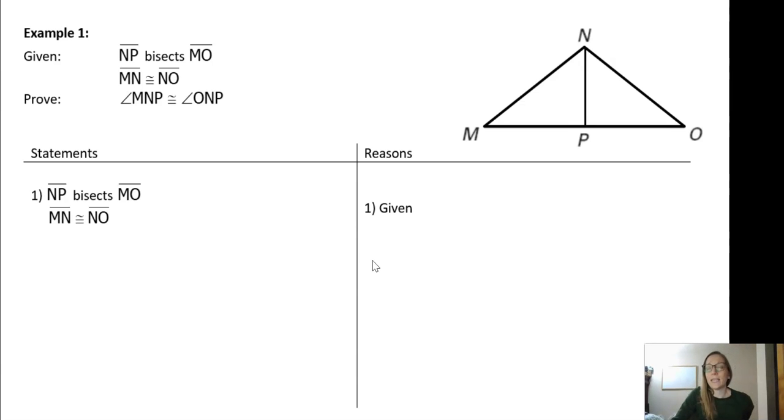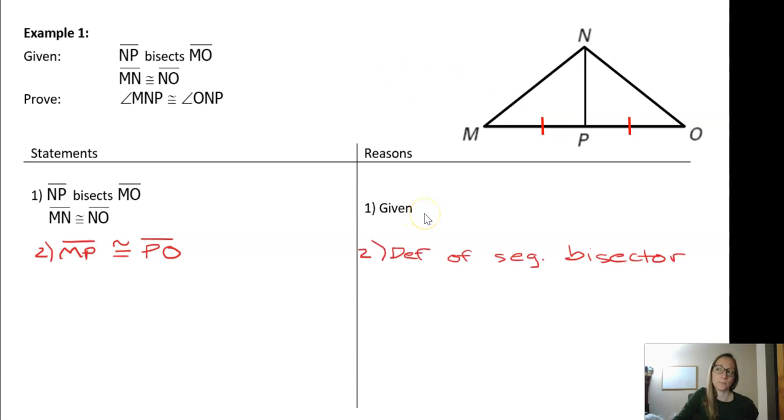So we have NP bisects MO. So that means MO is a segment that's being bisected. So if the segment MO is being bisected by NP, that means that MP has to be congruent to PO. And so let's mark that. And this would be because of definition of segment bisector, because the segment is being bisected. All right, I'm also going to mark at this point that MN is congruent to NO. I forgot to mark that from the given information. So this was given to us.